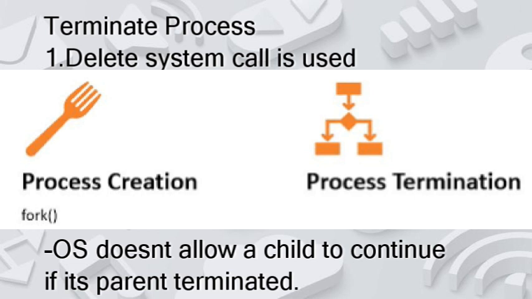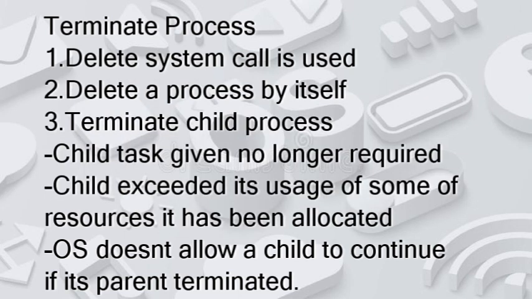Third, terminating the child processes. If I have deleted the parent process, it will automatically terminate the child processes and the sub processes associated with it. Child task is no longer required. Child exceeds usage of some of the resources it has been allocated. Operating system does not allow the child to continue if its parent has been terminated. So these are the three things whenever we are talking about the child process. As soon as I delete the parent process, automatically the child process will also get deleted.